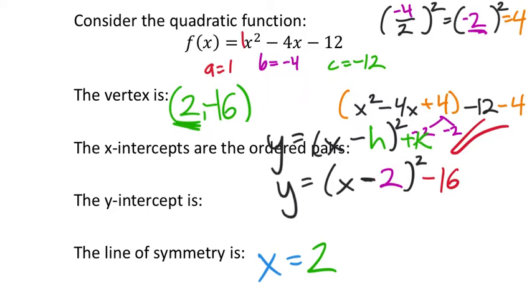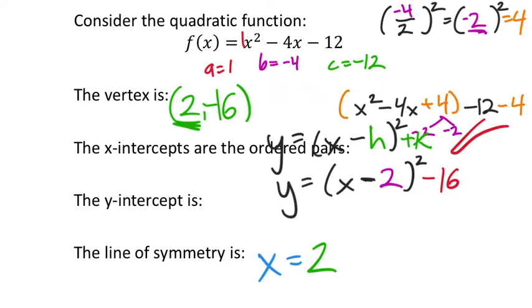So we got our vertex, we've got our line of symmetry, which sometimes is called an axis of symmetry, if you care. But now we need our x-intercepts, and are the ordered pairs. It's saying pairs, by the way, which means that I should expect 2. Why am I expecting 2? Because it's x squared. So I should expect 2 solutions from this, okay?